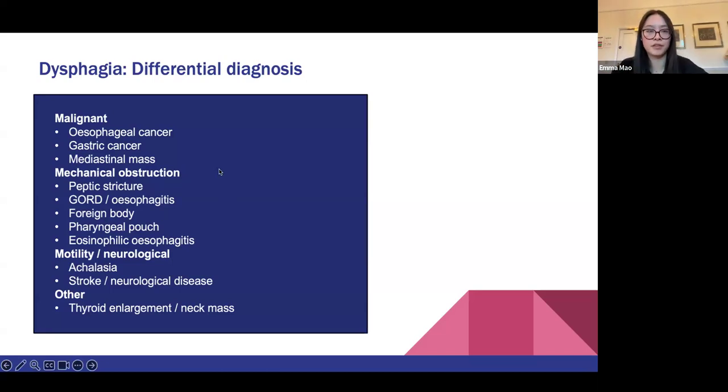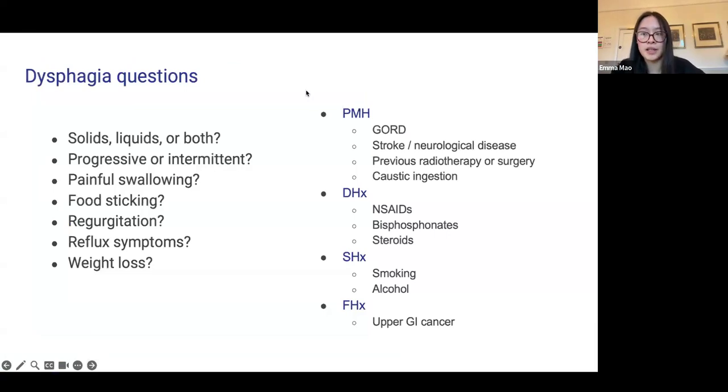So how do we differentiate between these? The main question is: is it solids, liquids, or both? I also need to ask, has it started with solids and then progressed to liquids? Is it progressive, or are the symptoms coming and going? Is it painful to swallow, so is there pain associated? And then there's the sensation of food sticking. Where is it getting stuck? You could ask a bit about that. It's not really easy to localize, but that's sometimes helpful.